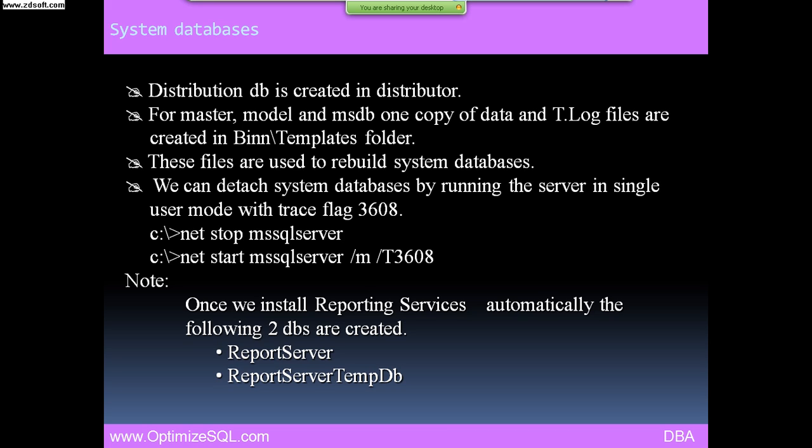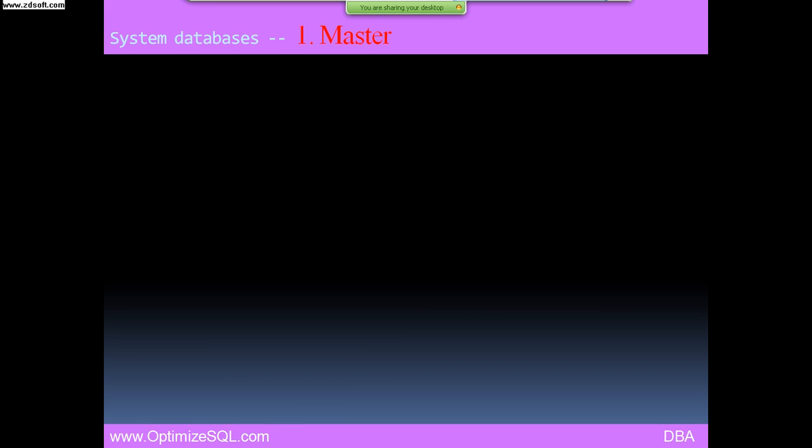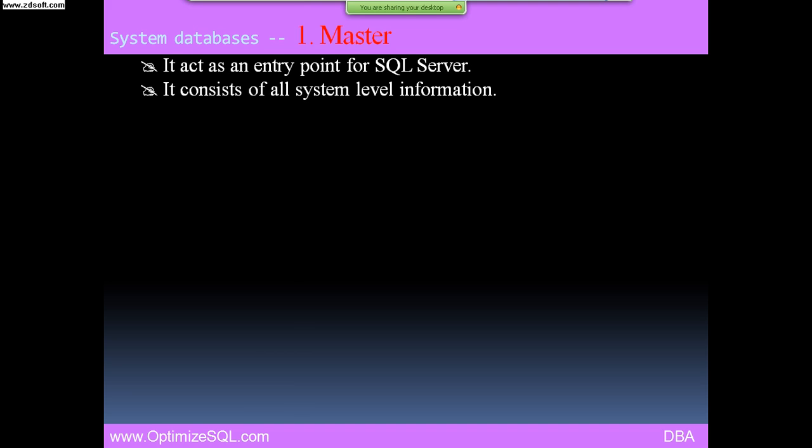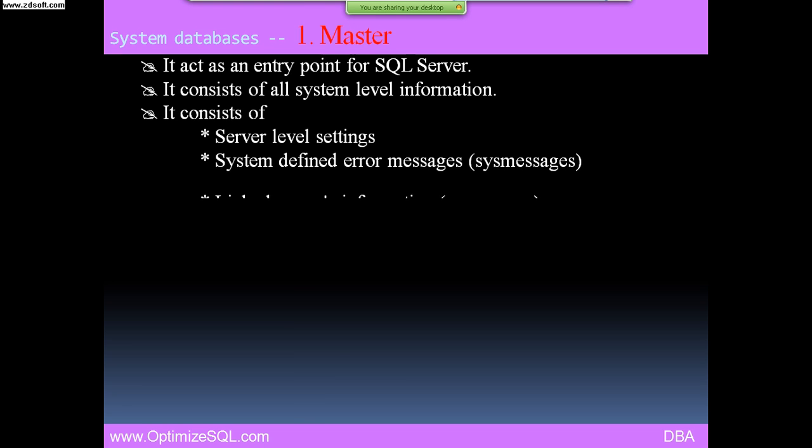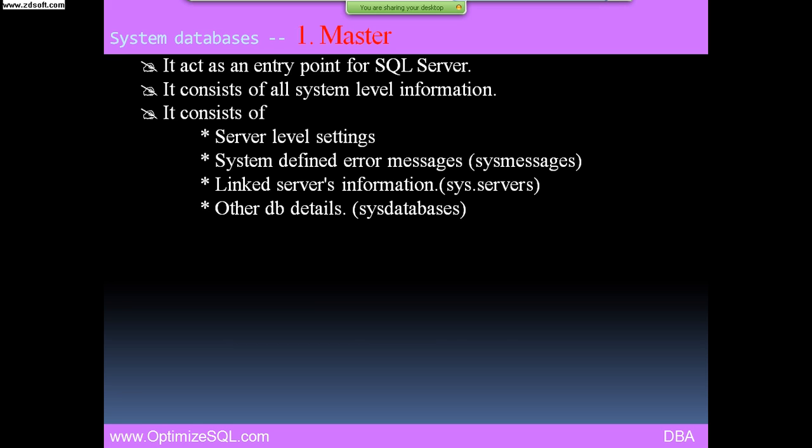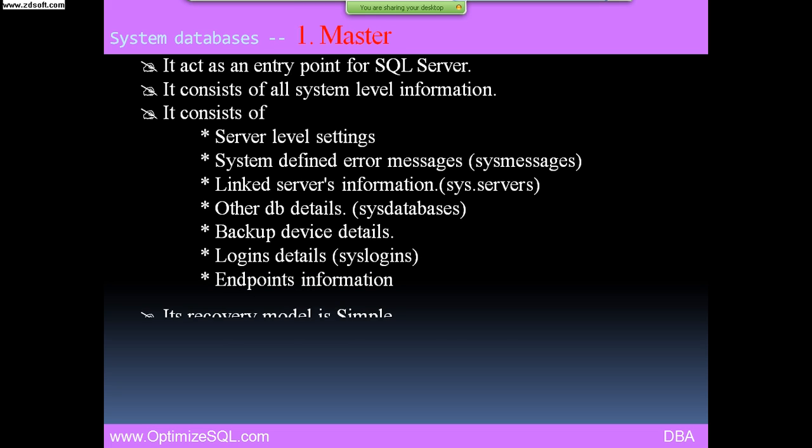Once we install Reporting Server, two more databases are created, ReportServer and ReportServerTempDB, automatically, but no need for us actually. That's why by default every instance has 5 system databases. First one, master database, we have already discussed. It is the entry point for SQL Server and consists of all system level information: server level settings, system defined error messages, linked servers information, other database details, backup device details, and logins. All these details are present in the master database.